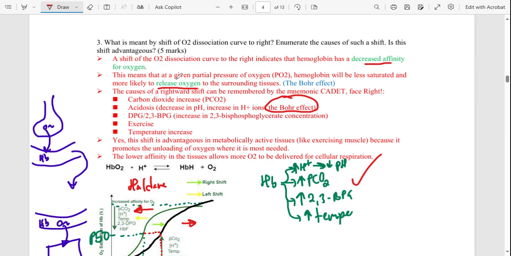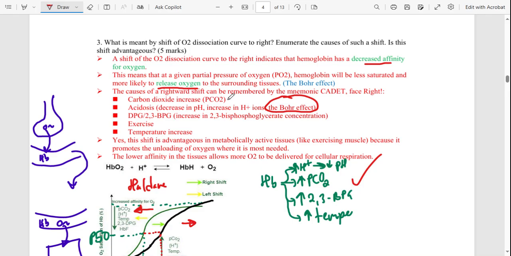So it's going to be more likely to be released. In other words, at a specific partial pressure, if the graph shifts to the right, it means that that same partial pressure will not be able to bind as much to the hemoglobin. So it promotes the oxygen to be released. And then the second part was saying enumerate the causes of such a shift.